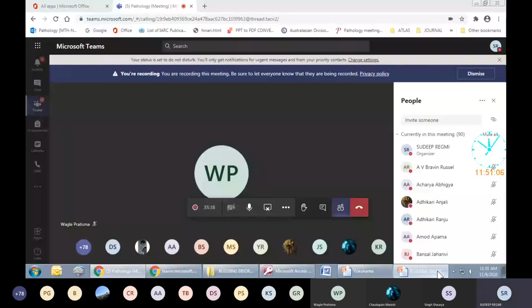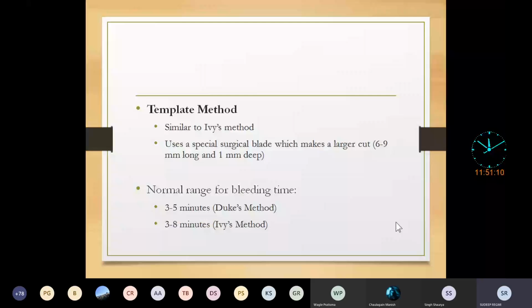So the normal range for the bleeding time is 3 to 5 minutes in Duke's method and 3 to 8 minutes in Ivy's method. Is that okay?